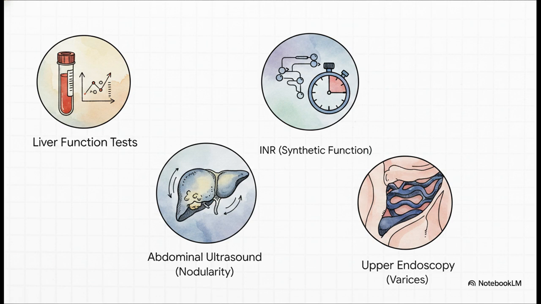But honestly, the most important lab marker here is the INR. Why? Because the liver makes most of your clotting factors. So the INR gives you a direct, real-time look at how well the liver's synthetic function is working. An abdominal ultrasound can show us that classic nodular liver surface, and an upper endoscopy is crucial to screen for esophageal varices, which, as we know, are a major life-threatening complication.